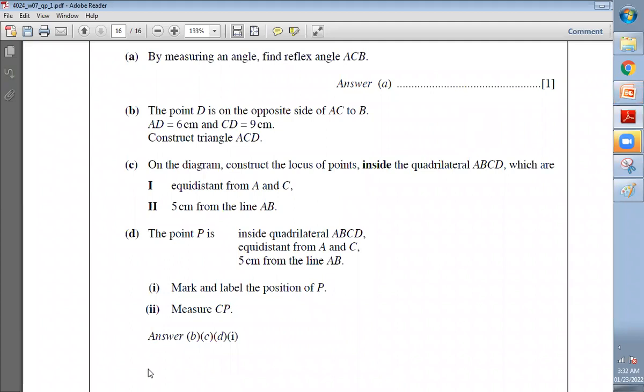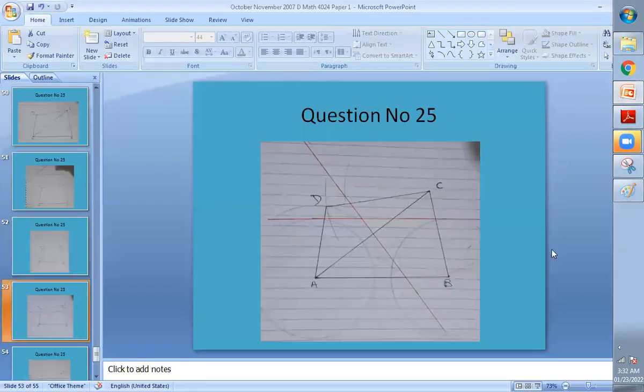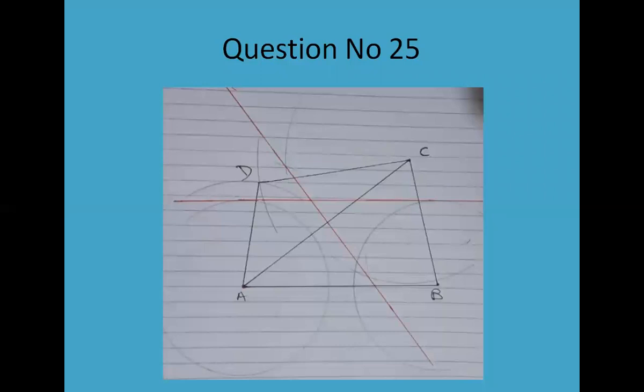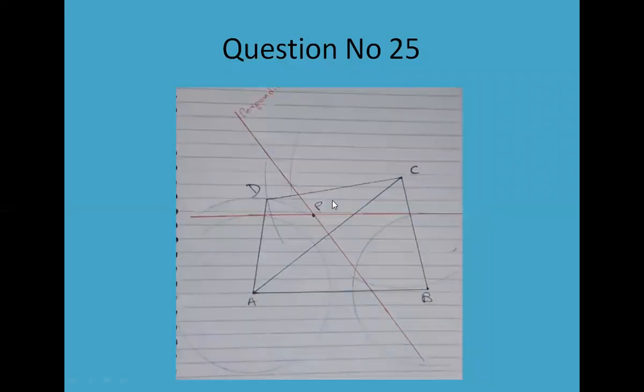And then they say the point P is inside the quadrilateral ABCD. It is equidistant from A and C and is 5 centimeters from the line AB. So where those two loci intersect each other, that point will be the P point. So let me show you. So here we go. So here these two loci intersect each other inside the quadrilateral. So this point is the P point.